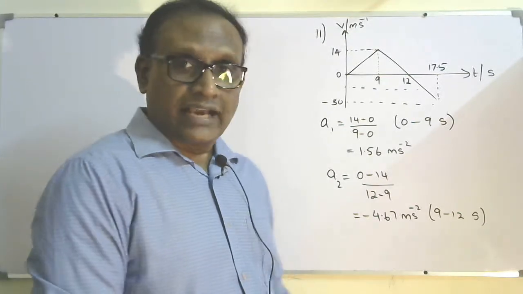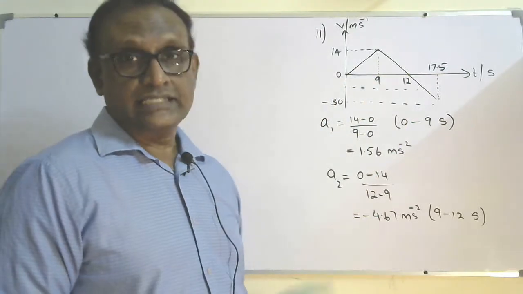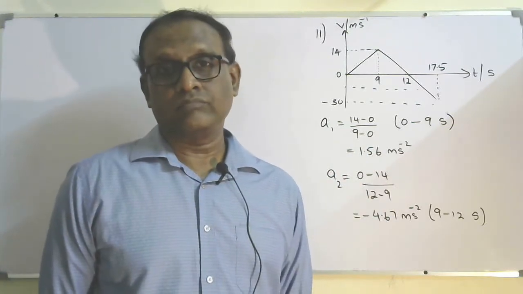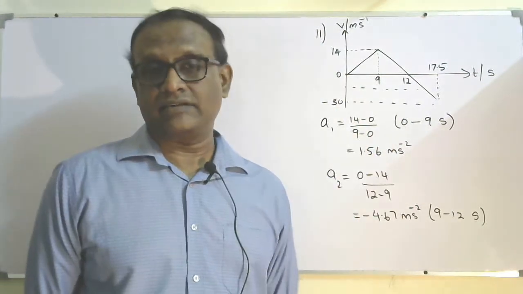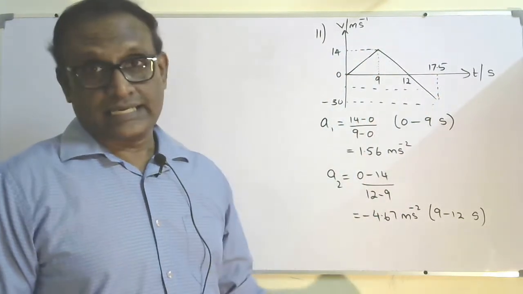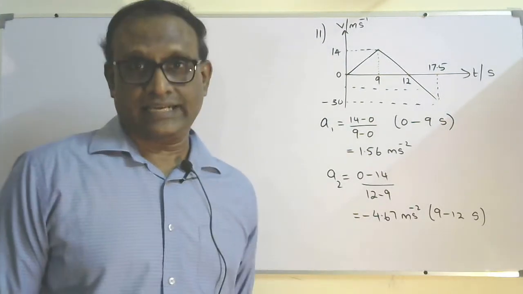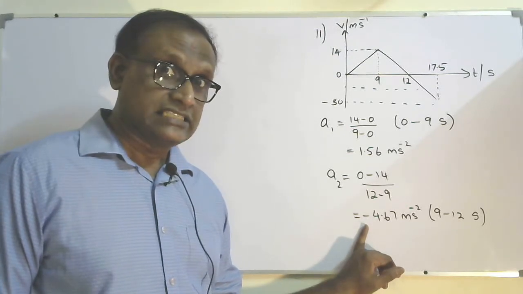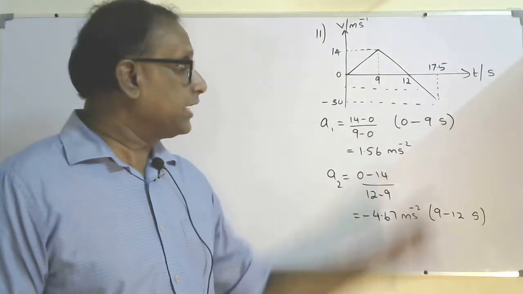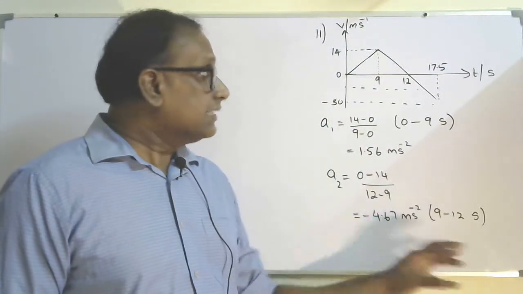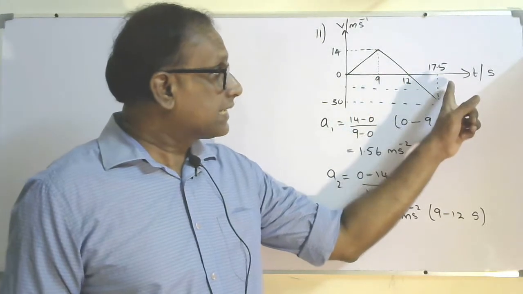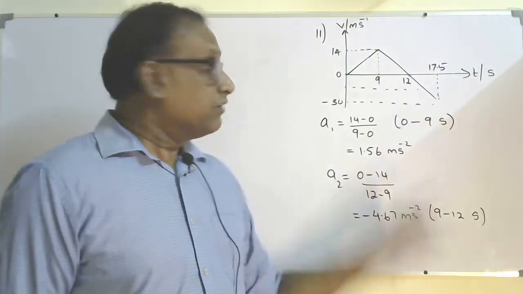So the final answer: during the first 9 seconds, the object is uniformly accelerating and its acceleration is 1.56 meters per second squared. During 9 seconds to 12 seconds, the object is uniformly decelerating, and when we say deceleration, we don't use a negative sign. Its deceleration is 4.67 meters per second squared during the time interval 9 to 12 seconds. Then it comes to rest at 12 seconds, but that is not what the question asked, since they asked me to describe the acceleration.